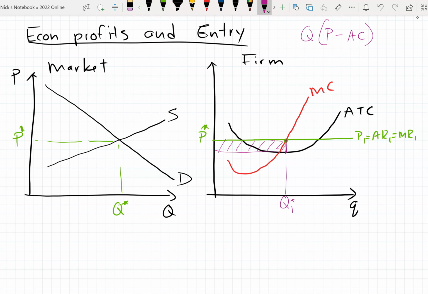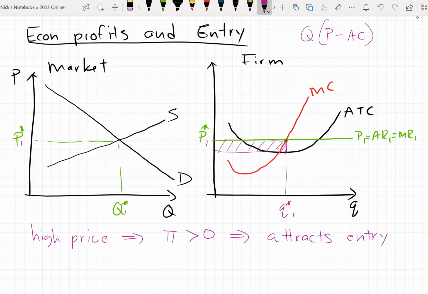And so what happens? Well, we're making positive profit. We have a high price, which we'll call P1. Therefore our profit is greater than 0, and this attracts entry. We're making a profit, which attracts entry. So what does entry look like? Entry is going to bring new companies into this market. For example, if we're talking farming, people are going to start growing this crop. If it's a certain type of restaurant, people are going to open this kind of restaurant. So we get new firms coming in. This is our entry.